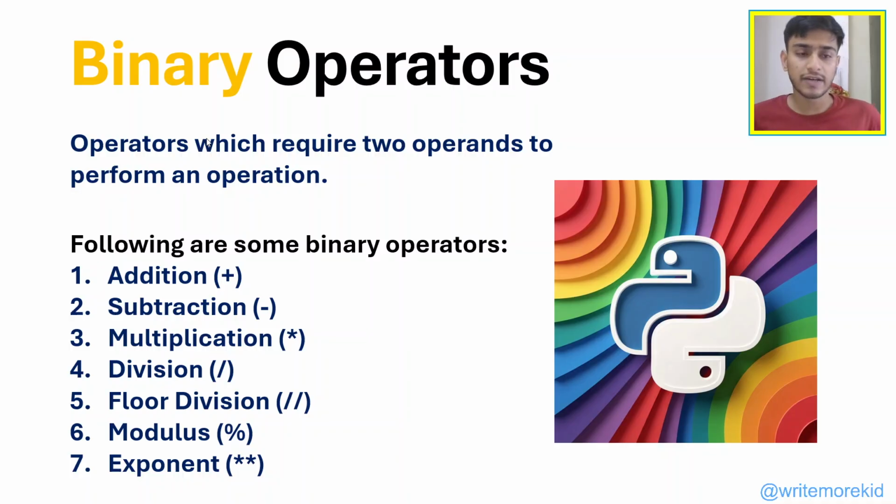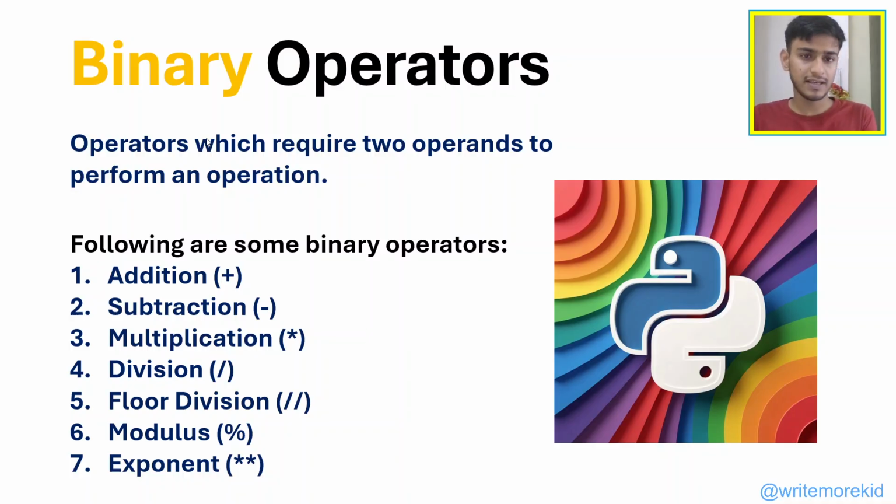Now we will go through binary operators. Binary operators need at least 2 operands. So there will be an operand in front, in between there will be a binary operator, then on the right also there will be an operand. So a number, some mathematical operator, then another number. These are our binary operators, which are addition, subtraction, multiplication, division, floor division. These are some binary operators.